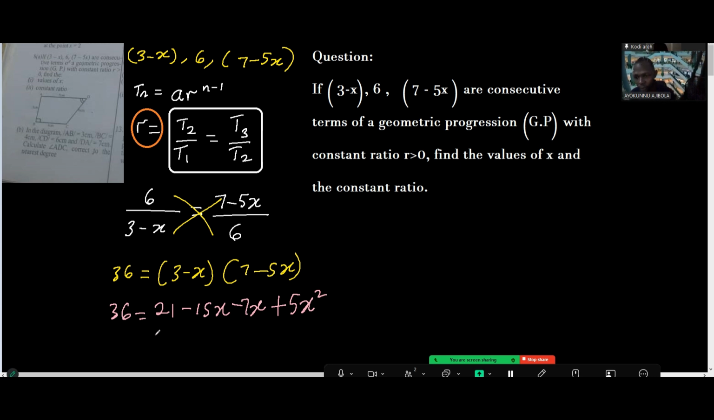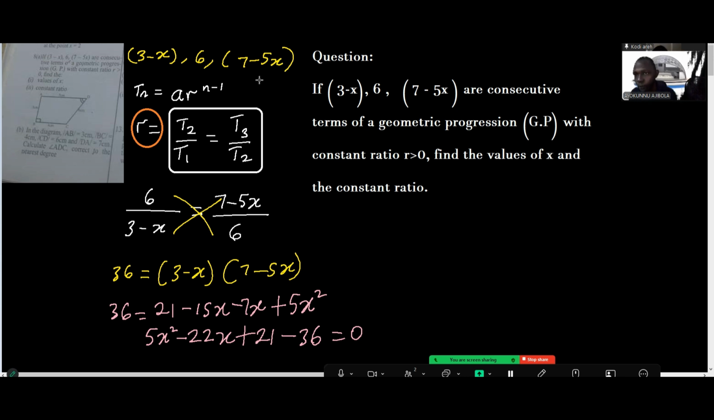Yes, sir. So what I have here, I'll say 5x squared, then minus 22x because of minus 15 and minus 7, then plus 21, then minus 36 now equals 0. Is this clear to you? Yes, sir. Because 36 comes in.